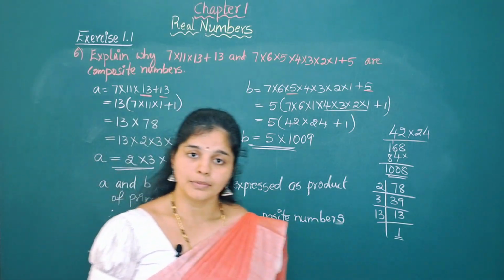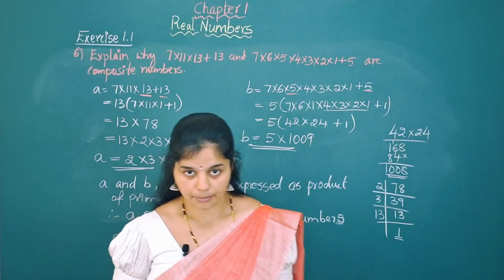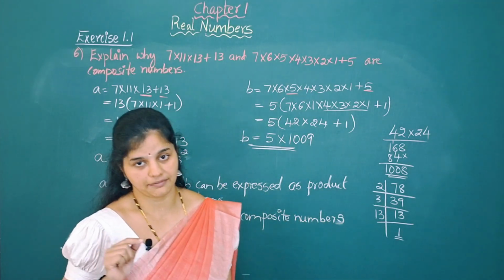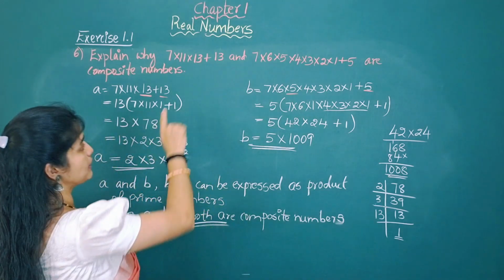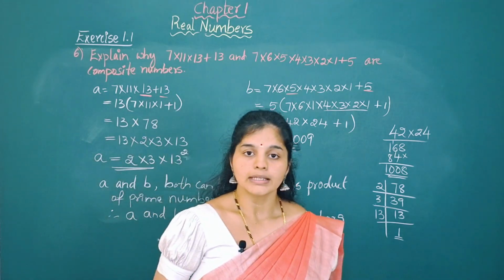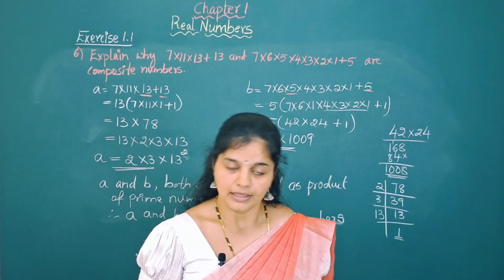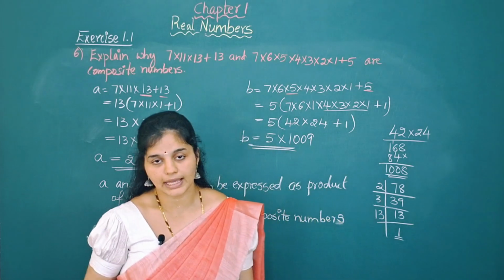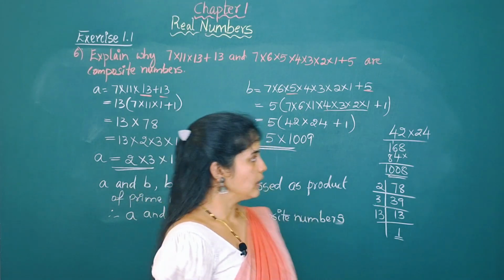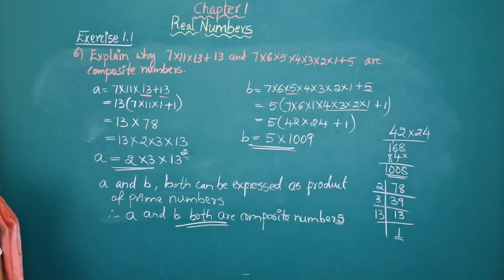We know that any number can be expressed as a product of primes, right? We have studied that every composite number can be expressed as a product of primes in one and only one way. So what we have done: the given two numbers, we have considered them as number A and number B. Then we have written those given numbers as a product of prime numbers. Hence it can be proved that both the numbers are composite numbers. I hope you have understood the solution. Now let's move on to question number 7.